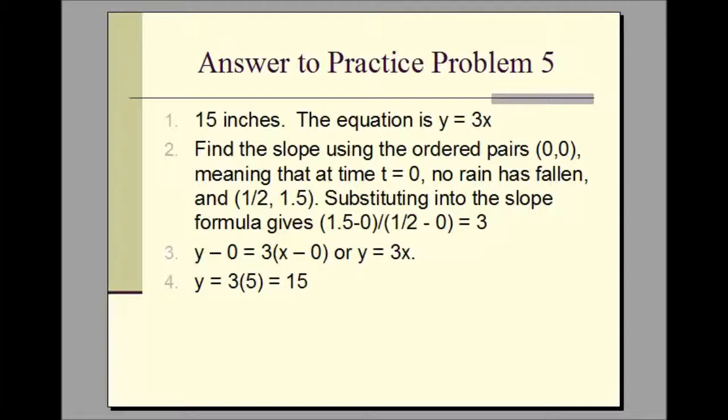Find the slope using the ordered pairs (0, 0), meaning that at time t equals 0, no rain has fallen, and (1/2, 1.5), meaning that after 1/2 hour, 1.5 inches of rain have fallen. Substituting into the slope formula gives us 1.5 minus 0 over 1/2 minus 0. That equals 3. The equation becomes y minus 0 equals 3 times (x minus 0), or y equals 3x.